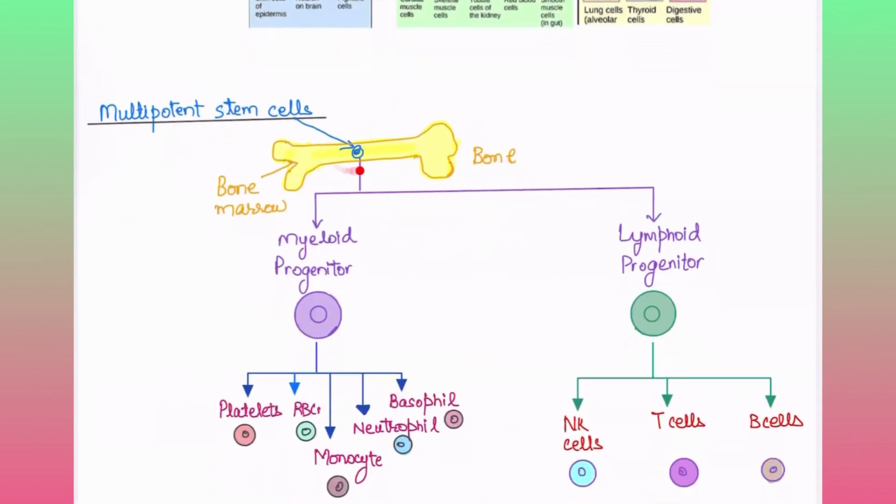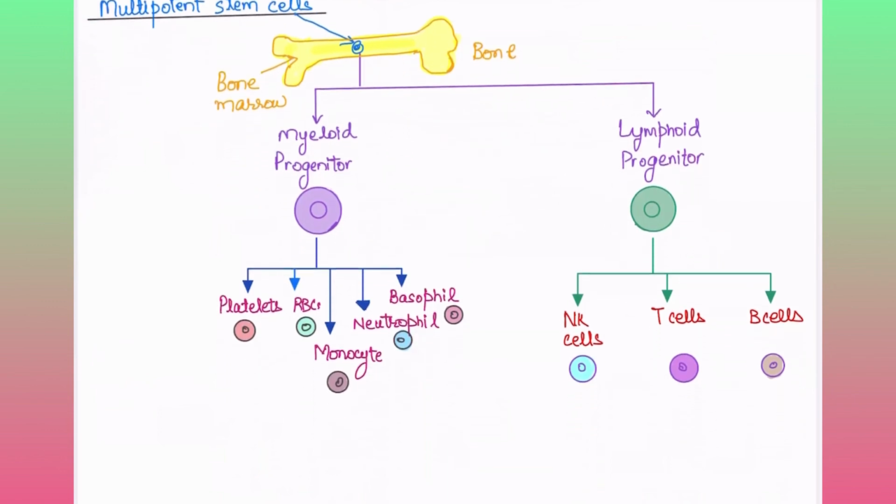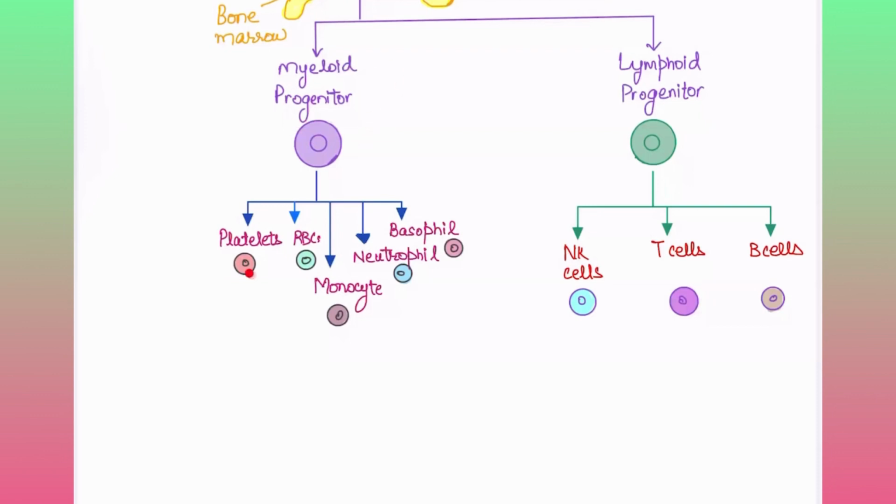Multipotent stem cells, for example in bone marrow, can give rise to 2 families, myeloid progenitor and lymphoid progenitor. So the multipotent stem cells are specific for cell types. Myeloid progenitor can give rise to platelets, red blood cells, monocytes, neutrophils, and basophils, whereas lymphoid progenitor can give rise to natural killer cells, T cells, and B cells.